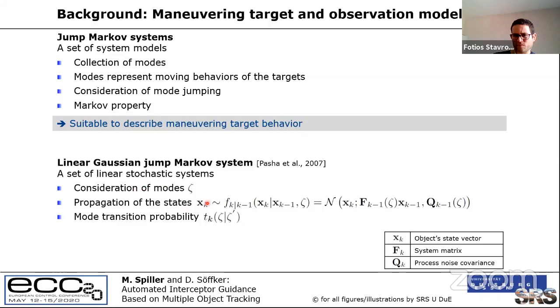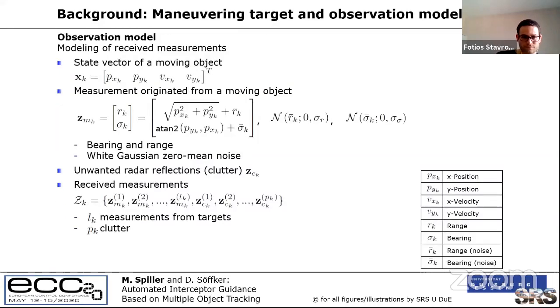Then switching between these different system behaviors can appear, which is expressed by the mode transition probability, which has to be known beforehand. The moving behavior of the objects is described based on a state vector which consists of information about position and velocity in x and y direction.